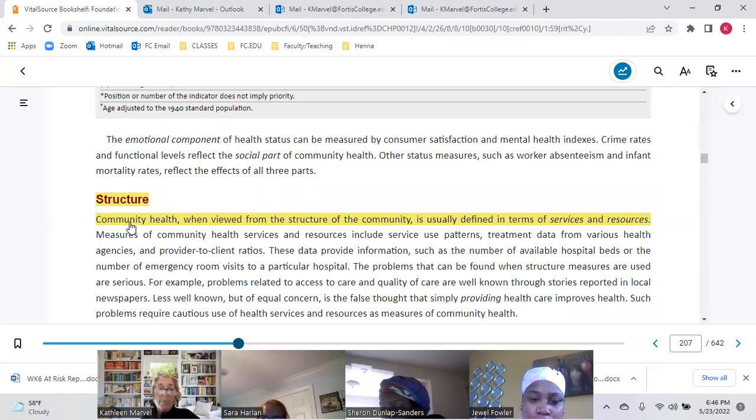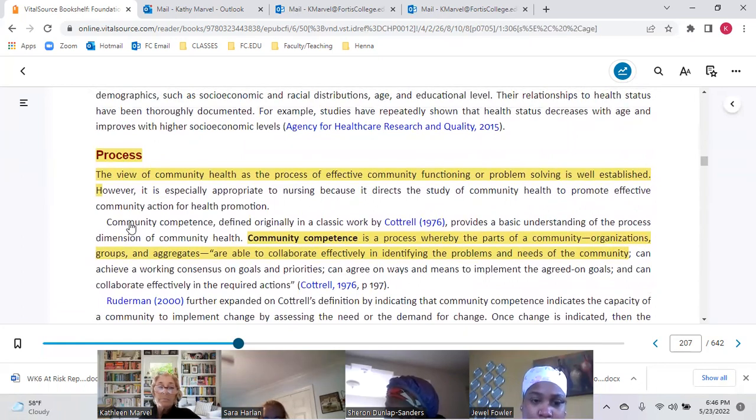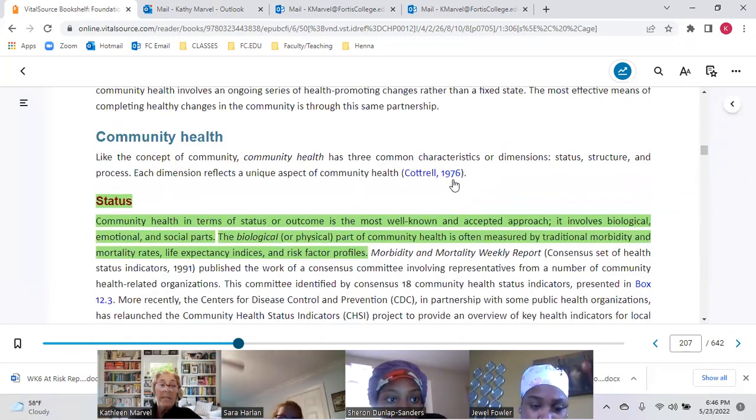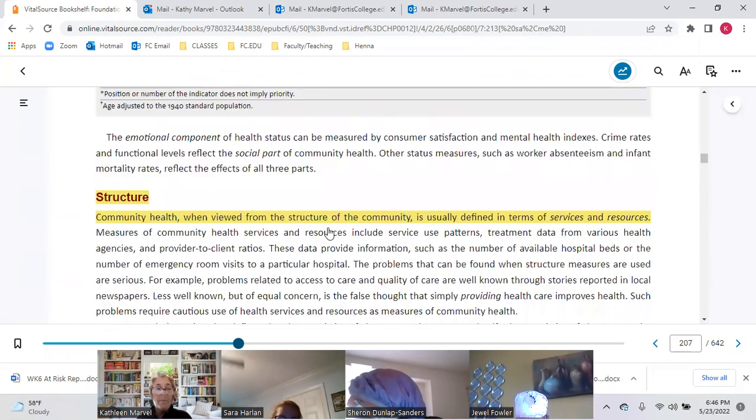And then the process. How does the community function? That's what the process is. Process, the view of the community health as a process of effective community functioning. Okay. So those are the three: process, structure, and status. Okay, those are the three things we look at in community-oriented nursing.